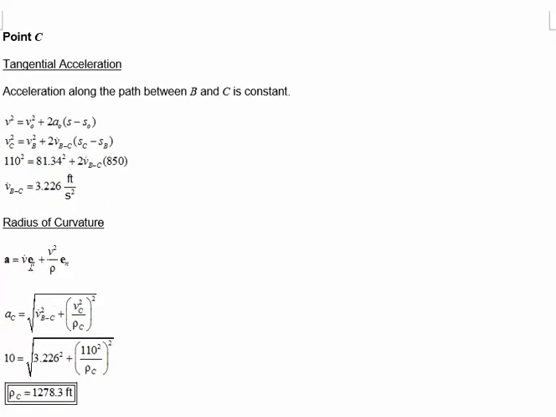We write down the acceleration equation in the tangential and normal coordinates. Again, we know that the magnitude of the acceleration at C is 10, so we need to take the magnitude of that equation, plug in our numbers, and we can find the radius of curvature.